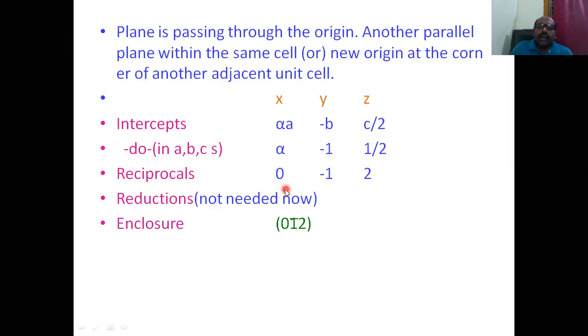So directly we can keep them in the corresponding brackets. We enclose those smallest integers in brackets. The Miller indices of a plane are represented with an open bracket. Therefore, open bracket 0, and the next is along the minus direction, therefore we keep a bar over 1. So 0, 1 bar, 2. This is the Miller indices of the given plane.